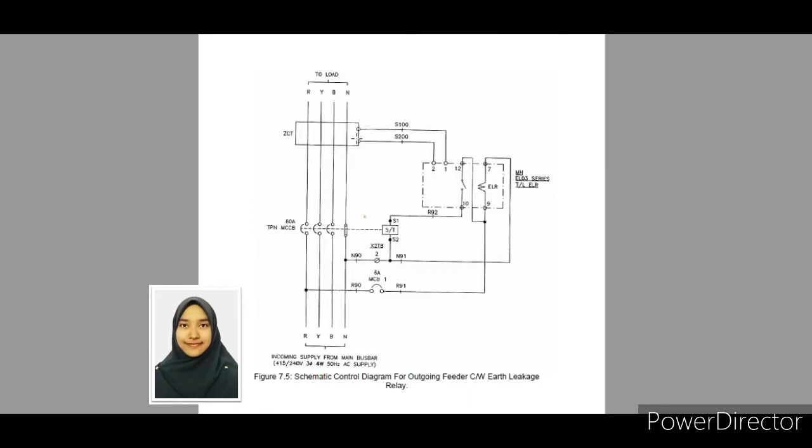The connection of this ZCT is in a looping concept. We connect the ZCT with 2 and 1. And the connection for number 7 and 9 is to energize this circuit, which is number 9 connects to the red line and number 7 connects to the neutral.